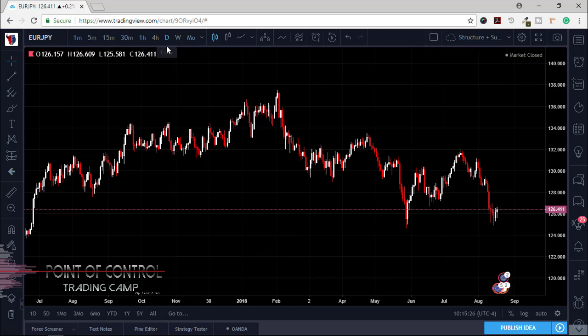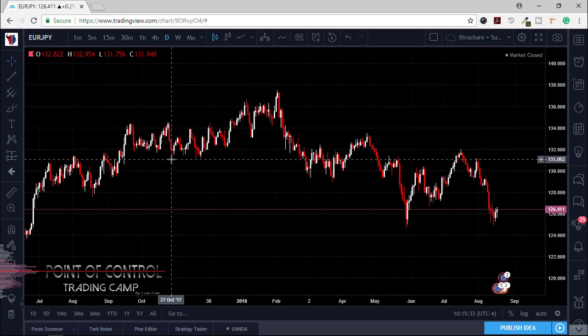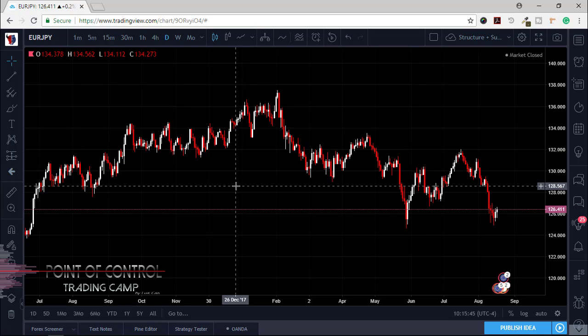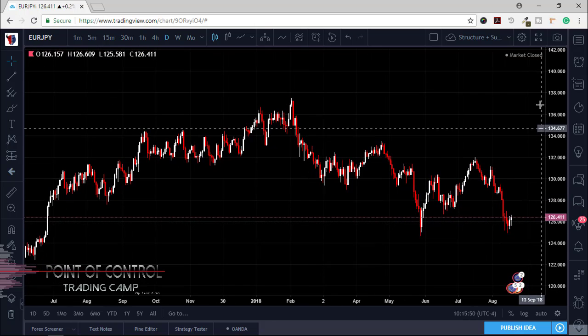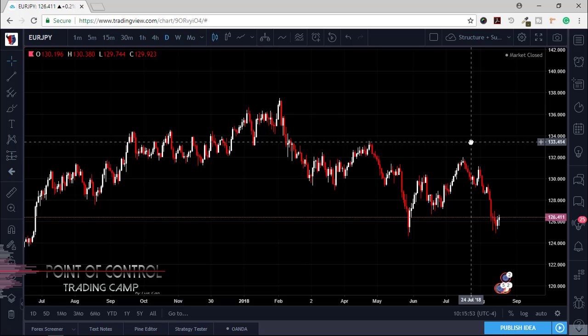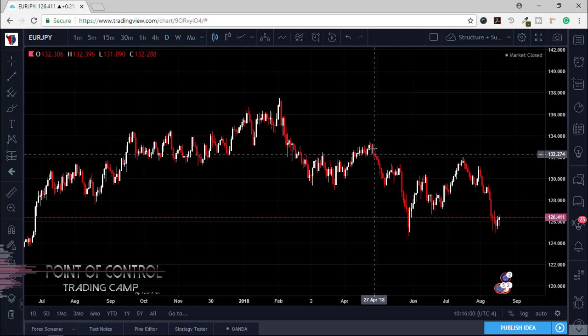Now, we like to start our analysis from a top-down perspective, so we always start from the daily. In the more advanced material that I have on the POC Trading Camp, we do analysis on the weekly and the monthly. But for most of you, starting with the daily should be more than enough to start with a solid understanding of the structure of the market. And the reason for this is that every one of these candles represents a whole entire day of trades.